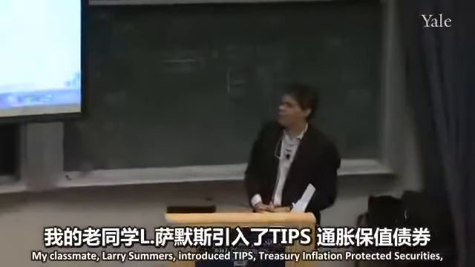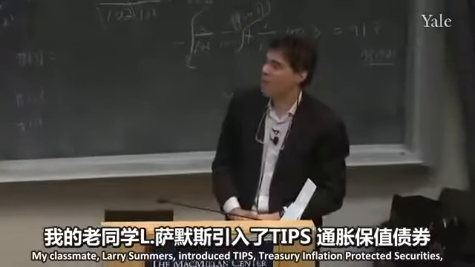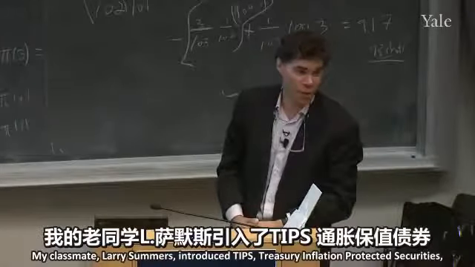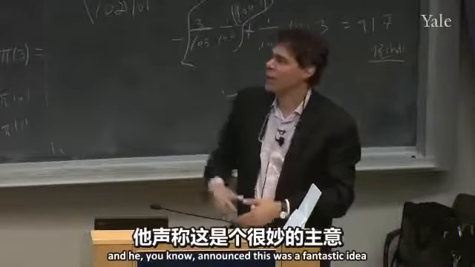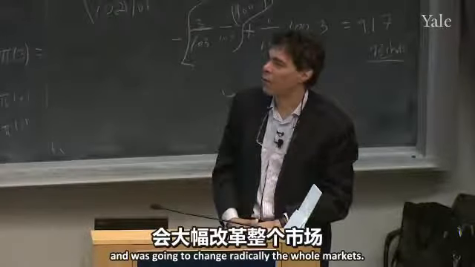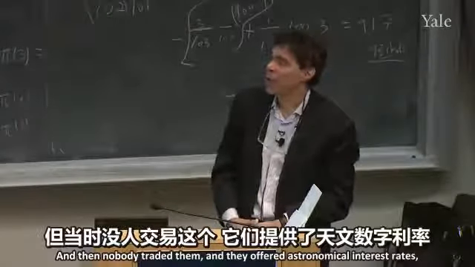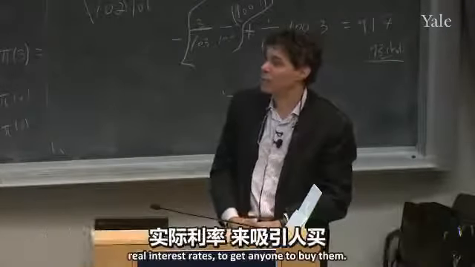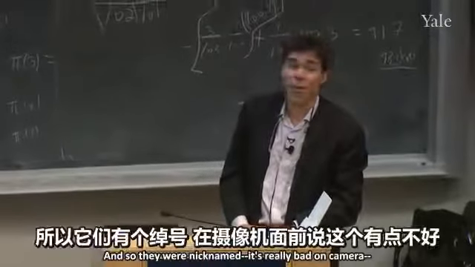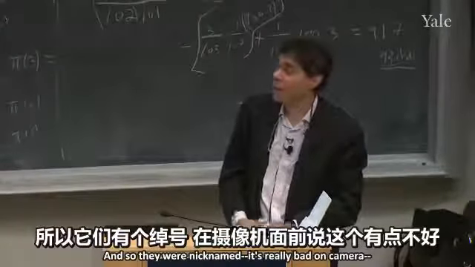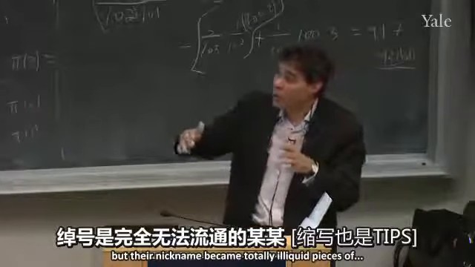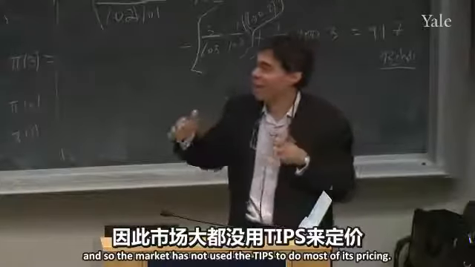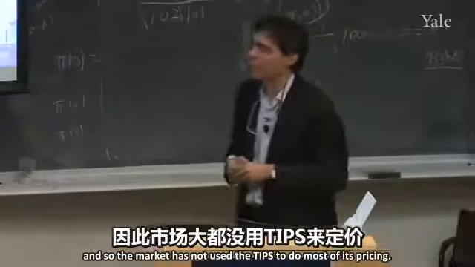So my classmate Larry Summers introduced TIPS, Treasury inflation protected securities, and he announced this was a fantastic idea and it was going to change radically the whole markets, and then nobody traded them, and they offered astronomical interest rates, real interest rates, to get anyone to buy them, and so they were nicknamed, it's really bad on camera, but their nickname became totally illiquid pieces of, and so the market has not used the TIPS to do most of its pricing.